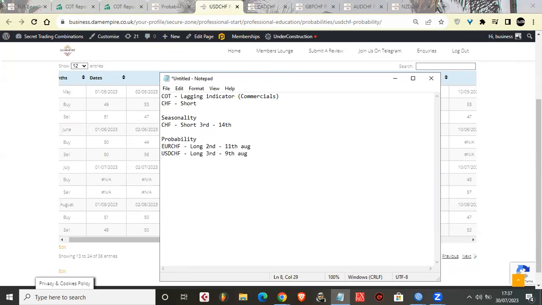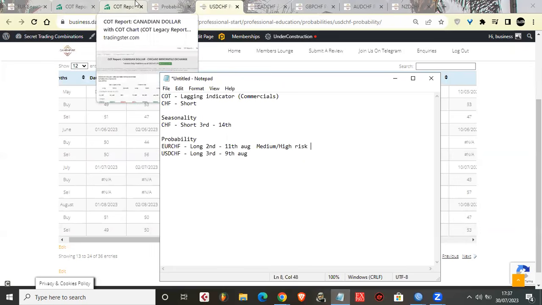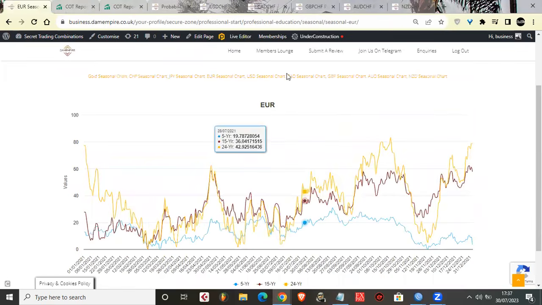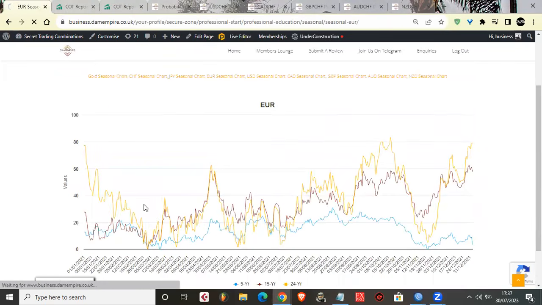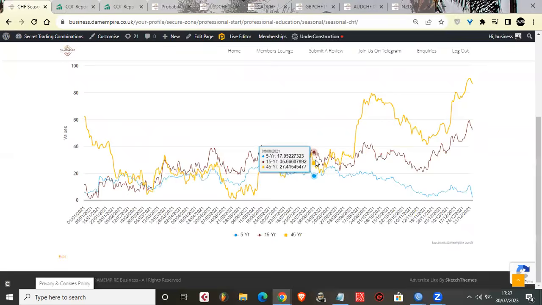And from the looks of things, they're going to be around the medium to high risk side because of the seasonality. If you look at, I can't remember what I got right now. I don't have that here at the moment, but if we look at the CHF seasonality, I think there's a small hiccup, how do you call it? There'll be a small hiccup in the section.